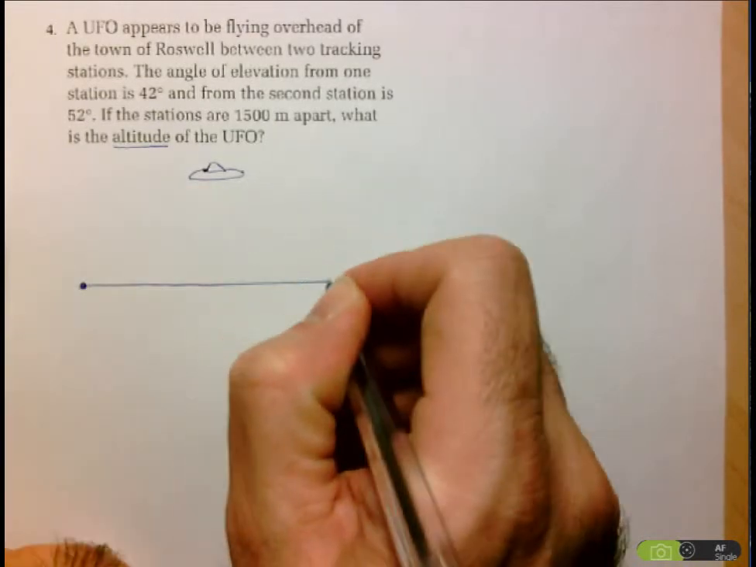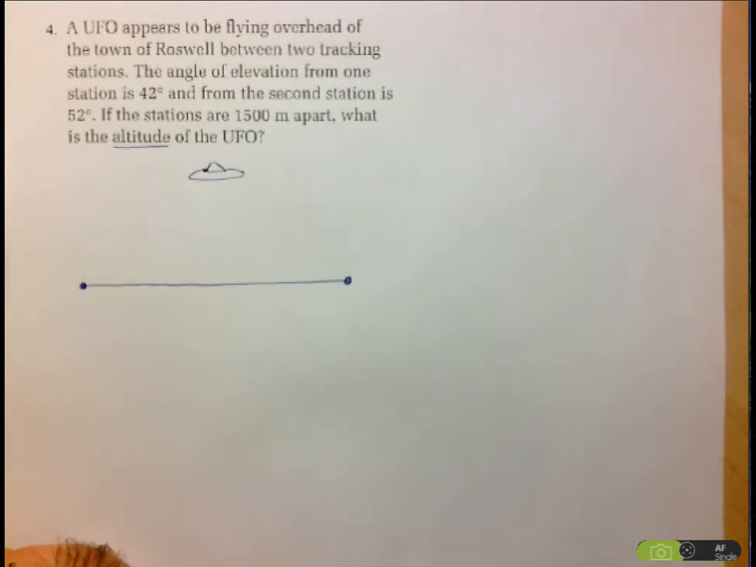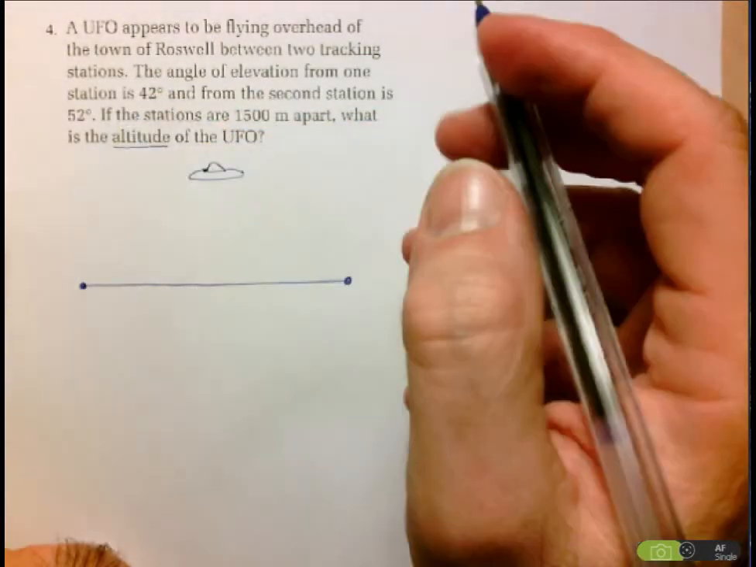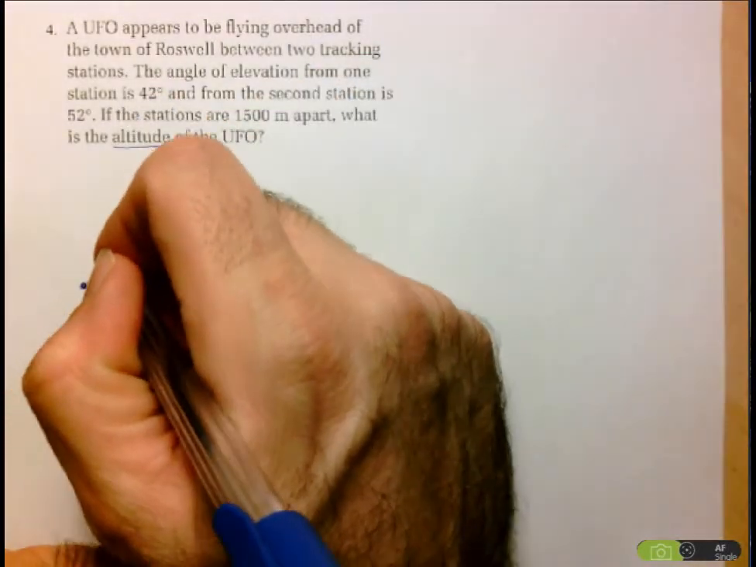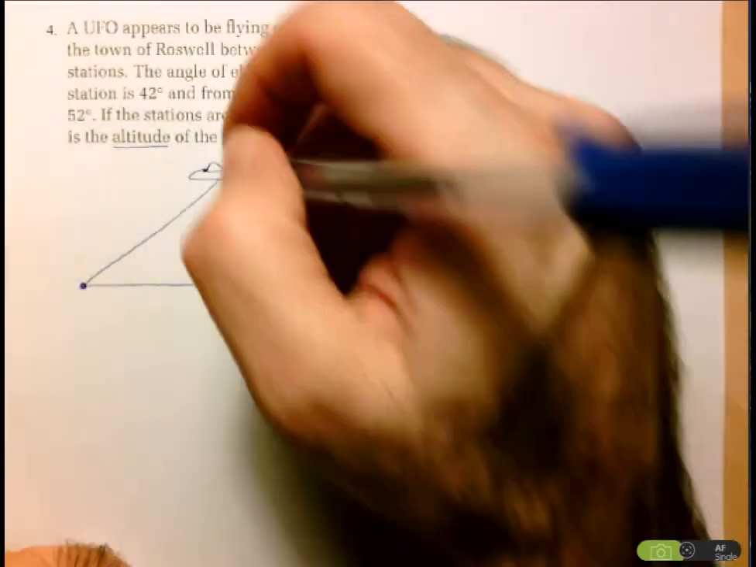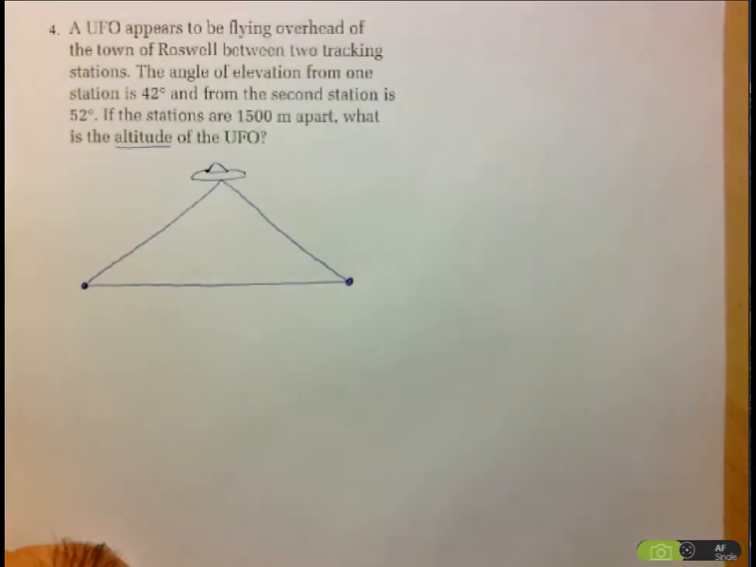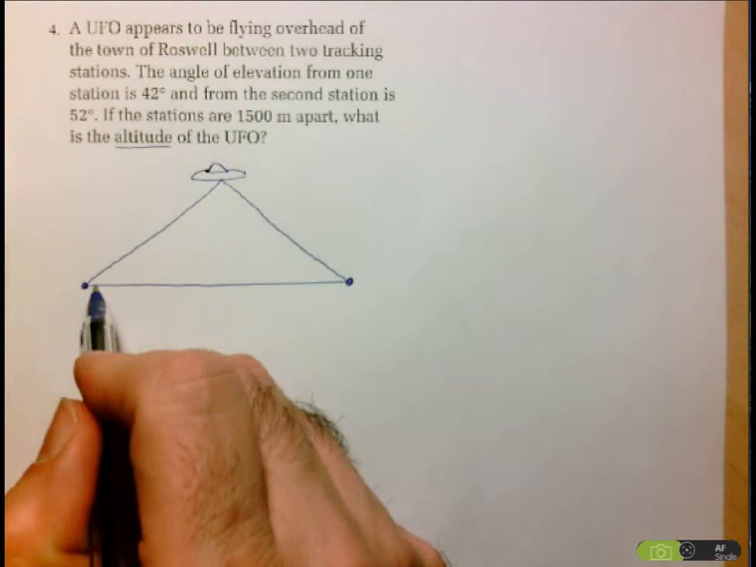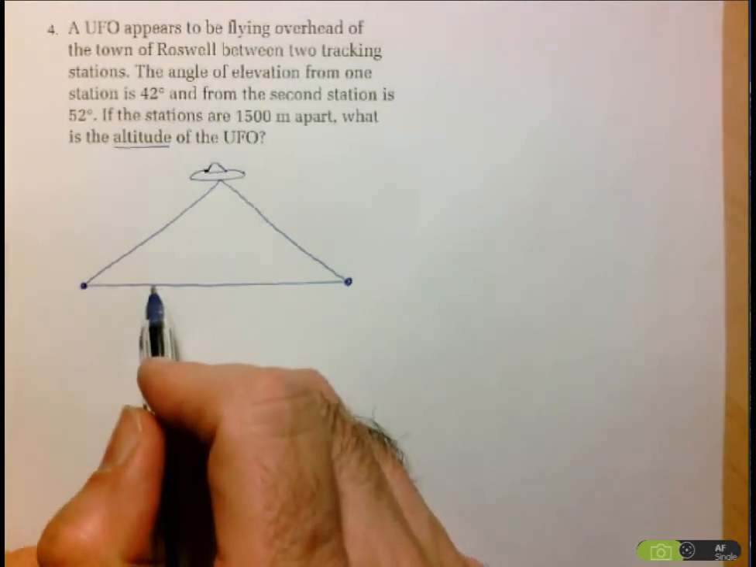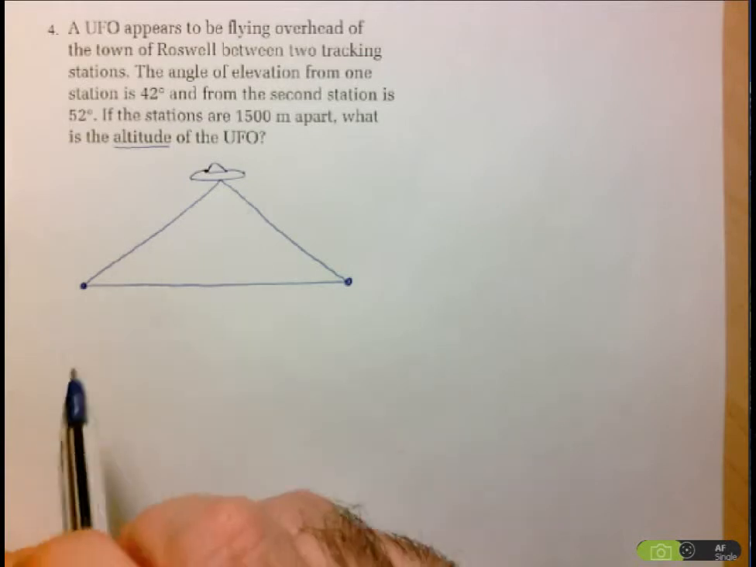I've got another tracking station on the other side, okay, and we're measuring the angle of elevations to the UFO. So this would be one line towards the UFO, and here would be the second line towards the UFO. And since we're measuring an angle of elevation, we know we're starting from the horizontal, in this case the ground, and looking upwards.